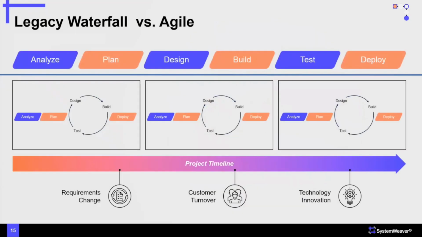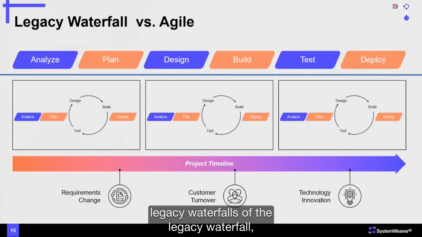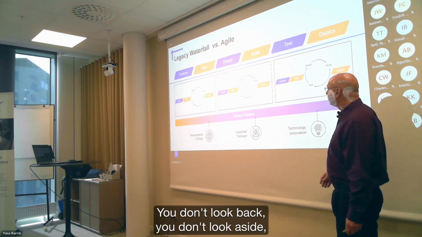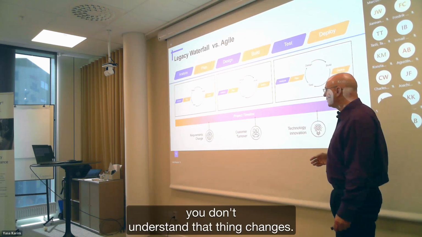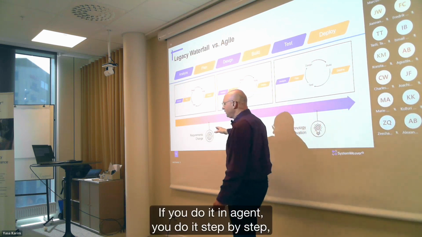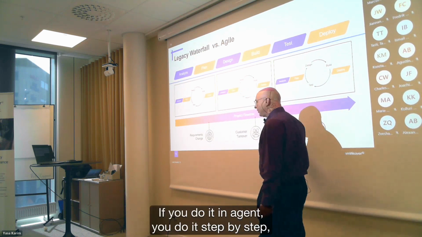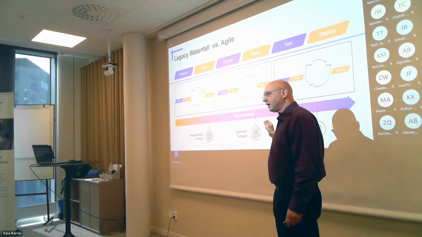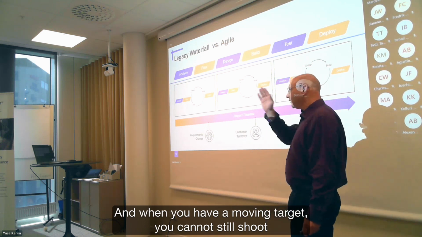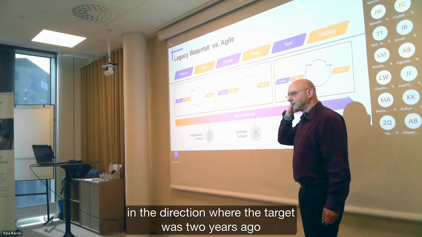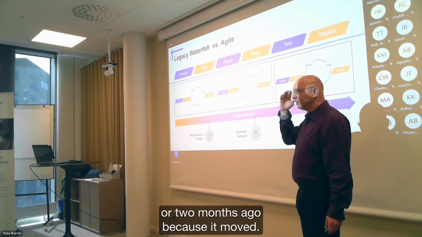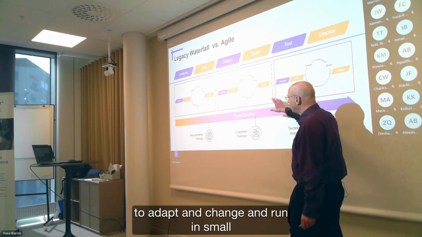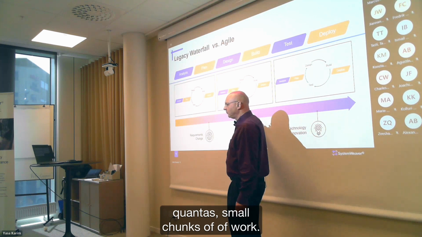If we compare it to the legacy waterfall, in the legacy waterfall you have one linear process all the way. You don't look back, you don't look aside, you don't understand that things change. If you do it in Agile, you do it step by step, sprint by sprint, and this is a moving target. And when you have a moving target, you cannot still shoot in the direction where the target was 2 years ago or 2 months ago because it moved. So you need to follow the target and you need to adapt and change and run in small quanta, small chunks of work.